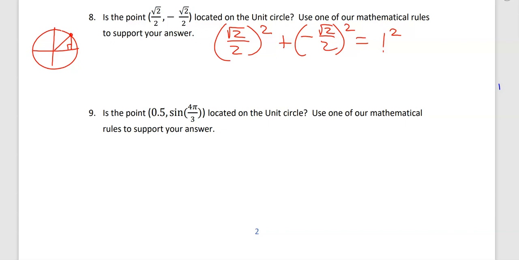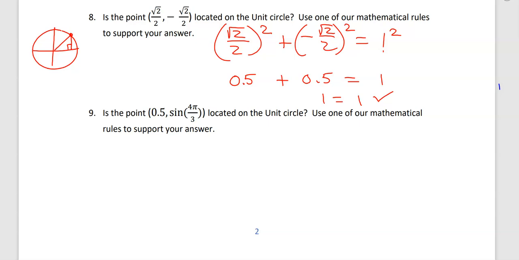So the square root of 2 over 2 squared is 0.5. The negative square root of 2 over 2 squared is also 0.5. And 1 squared is 1. So half plus half is 1. So this coordinate is on the circle.